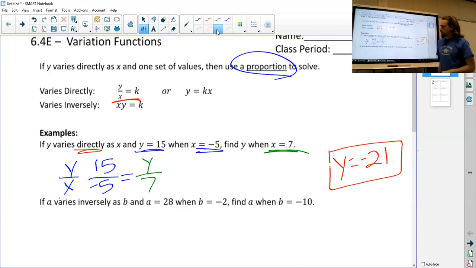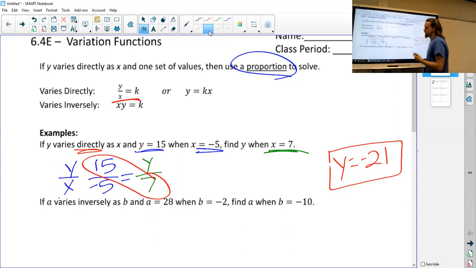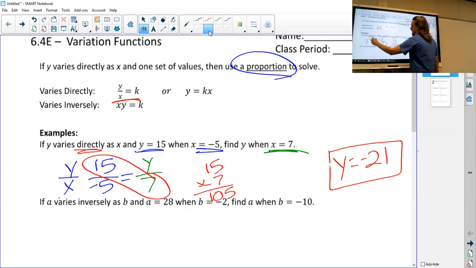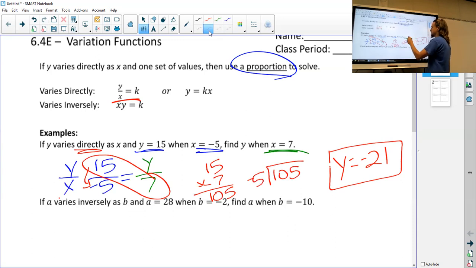Whatever we're solving for, leave as a variable. And then we can cross multiply and divide. So 15 times 7 is 105. And then we divide that by the number we didn't just multiply. So 105 divided by -5 still gives us -21. Okay? So two different ways you can solve this.